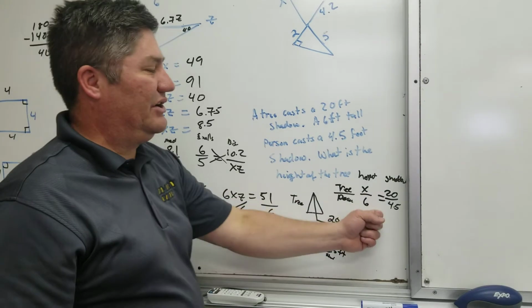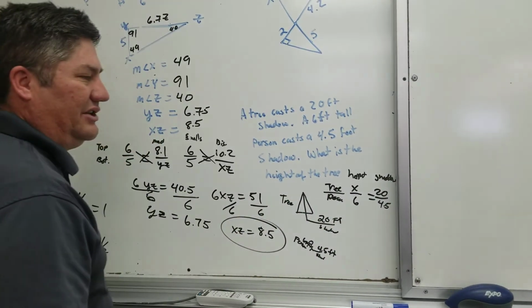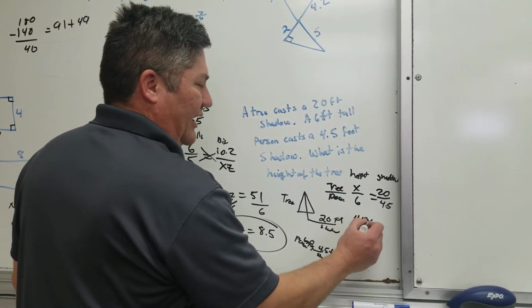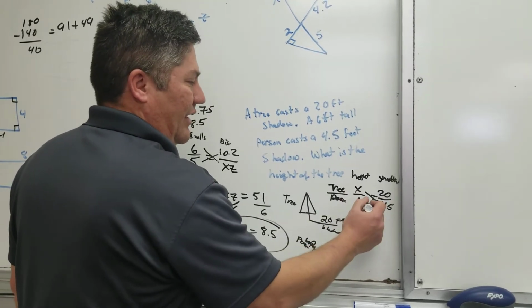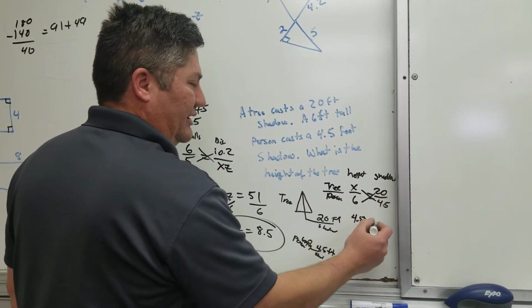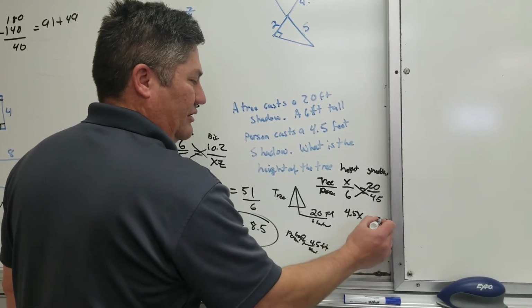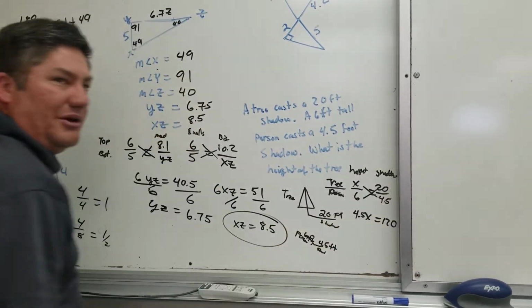You're going to do this a million times on this test. You're going to cross multiply and solve for X a million times on this test. All right, so I'm going to cross multiply. I've got 4.5X. Remember, you go top of the left to bottom of the right. And then bottom of the left to top of the right. 6 times 20 is 120. Okay? Can you see that? Sorry. Might be getting too close.